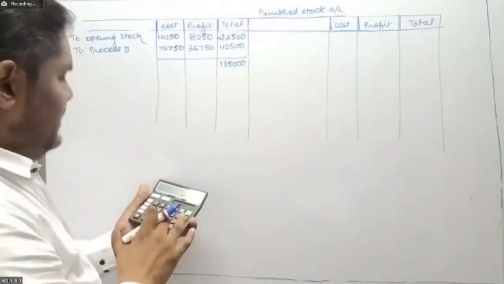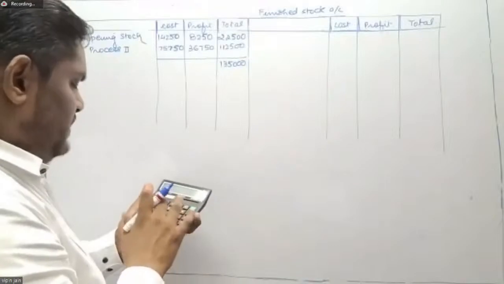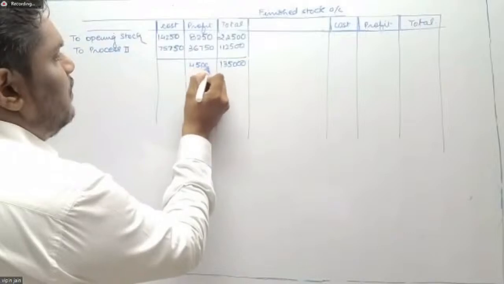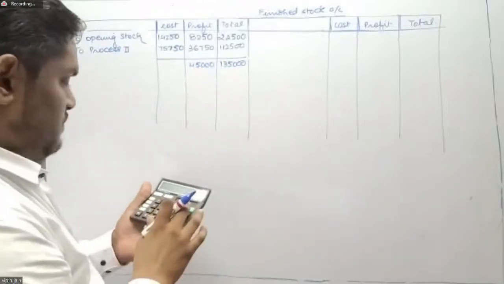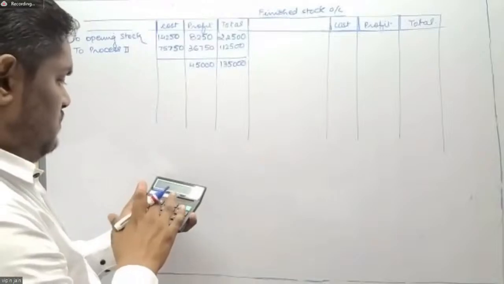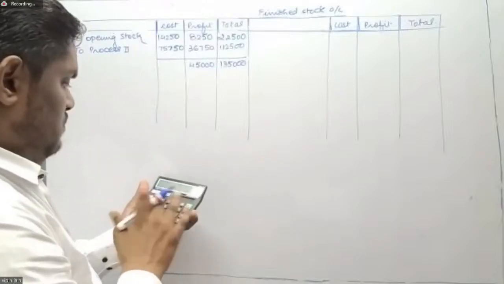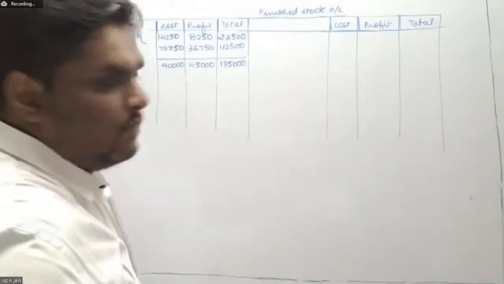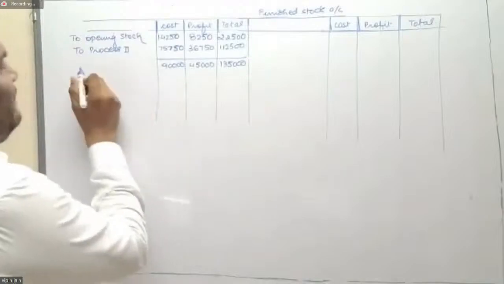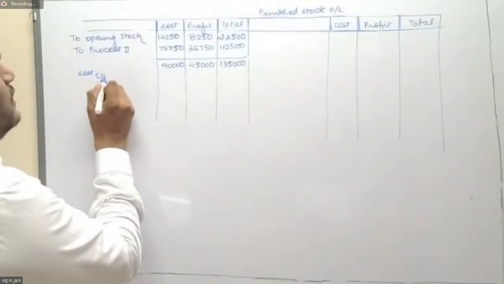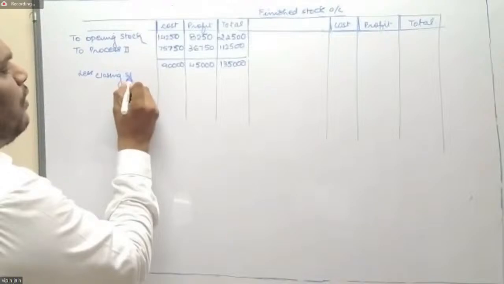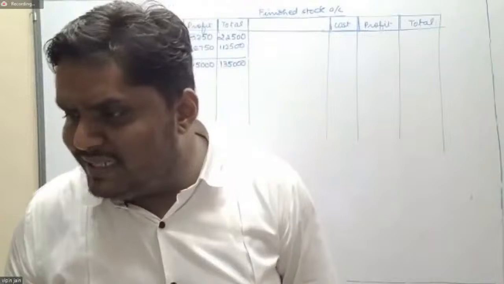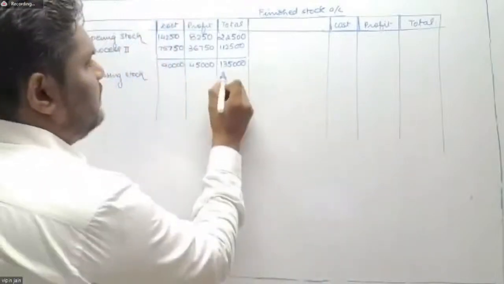Total profit till date is 8,250 plus 36,750. That will be 45,000. And this will be 90,000. Now we have to reduce the closing stock, that is less closing stock. Now the closing stock value is 11,250.